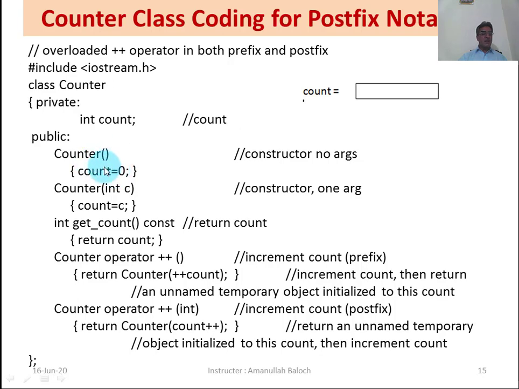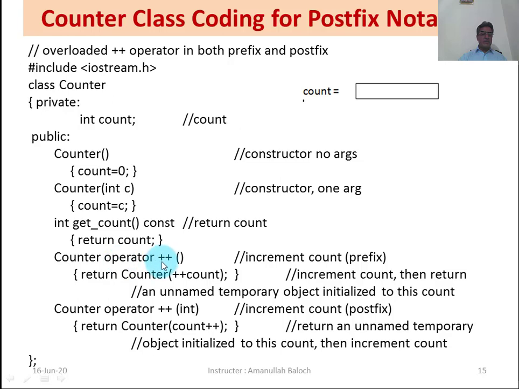Whenever an object calls this counter constructor, and when an object contains a value, it will pass it to this counter constructor, and this constructor will assign that value to the count attached with that specific object that is calling it. Int getCount, similarly, is returning the value of count.